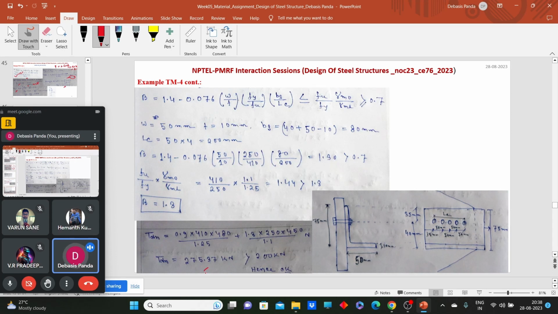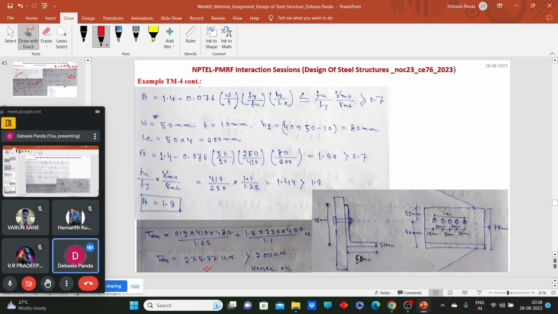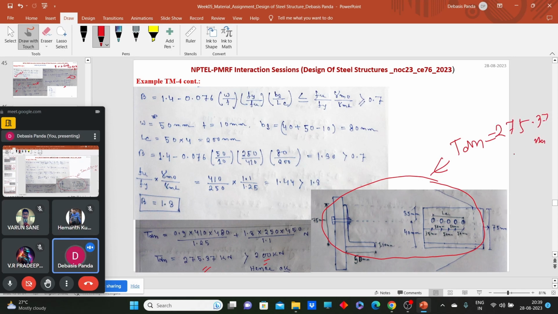So the Tdn value is coming as 275.37 kilonewton, which is more than 200 kilonewton. That means the rupture strength of this connection, Tdn, is equal to 275.37 kilonewton, which is greater than the amount of load this connection needs to transfer. What was that? 200 kilonewton. That means this is safe.